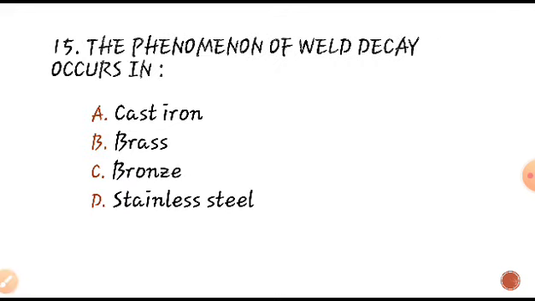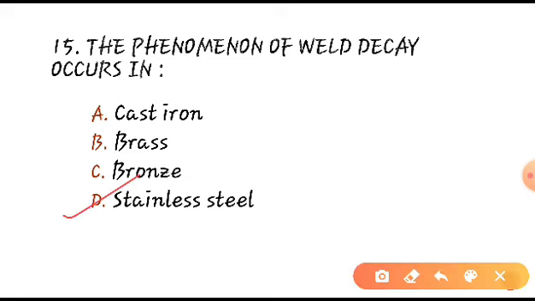The phenomenon of weld decay occurs in A. Cast iron, B. Brass, C. Bronze, or D. Stainless steel. Weld decay occurs in stainless steel. So option D is the correct answer.